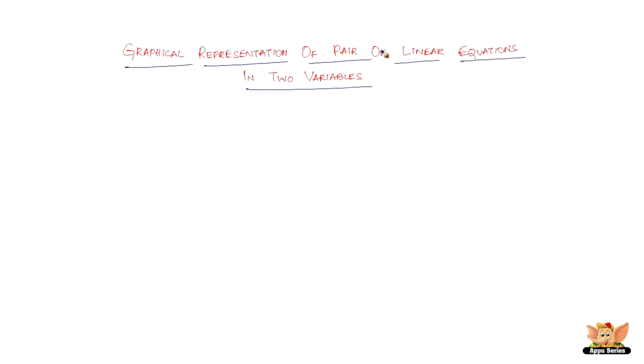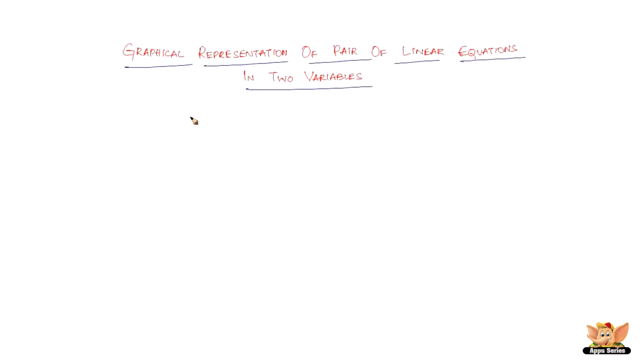We already know what the graphical representation of a pair of linear equations in two variables is. What we're going to do in this video is see what the different outcomes are, what types of graphical representations we may get when we represent a pair of linear equations in two variables graphically.